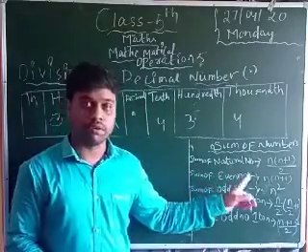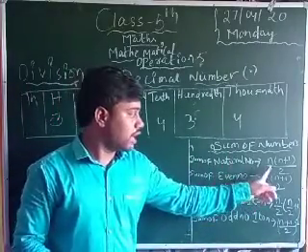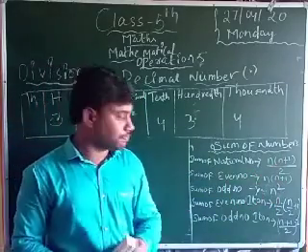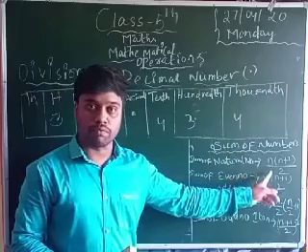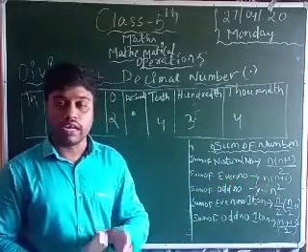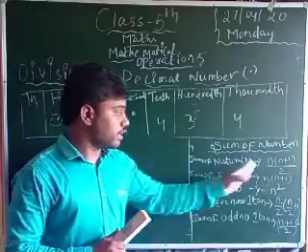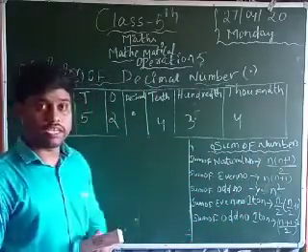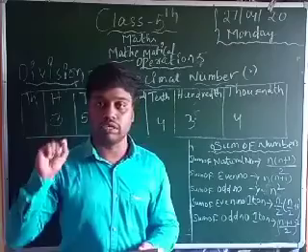Sum of natural numbers: the formula is n into (n plus 1) by 2. Here n means the ending number, and the starting number is 1. Now you can see, guys, that 1 to 1000 numbers are present.